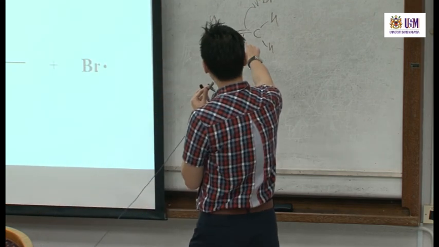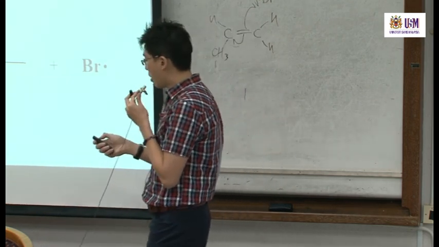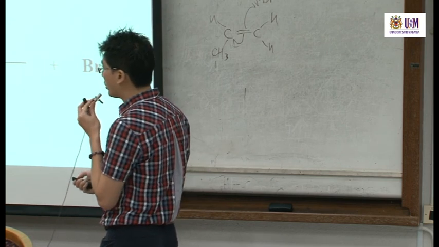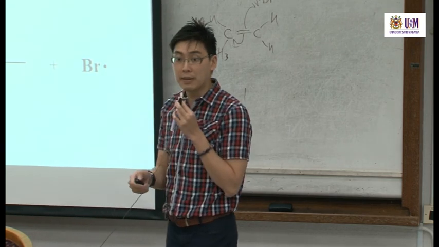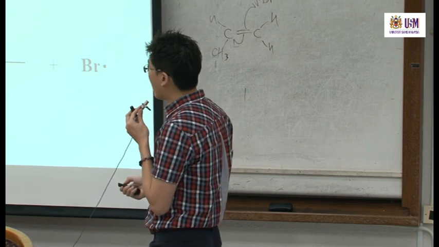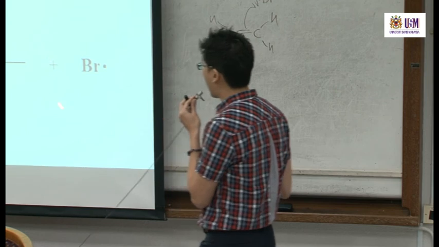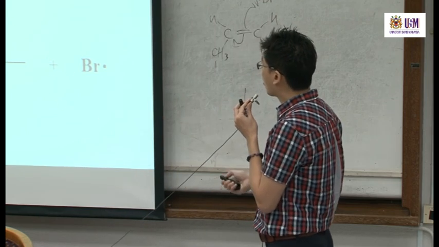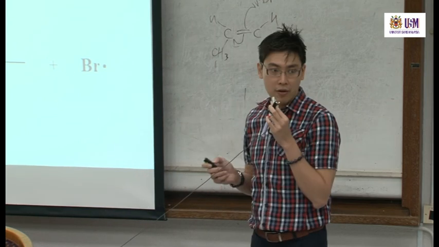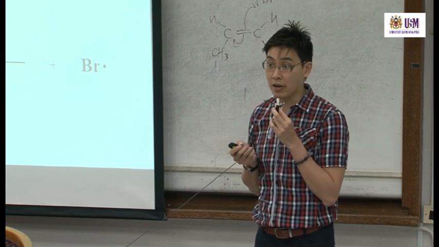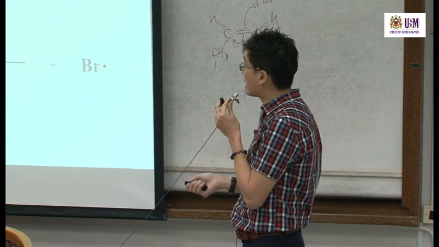So if the radical goes here, your intermediate is now a more substituted radical. The mechanism is different from the ionic one. This radical then attacks the H of HBr, generating another Br radical. So it forms the so-called anti-Markovnikov product.